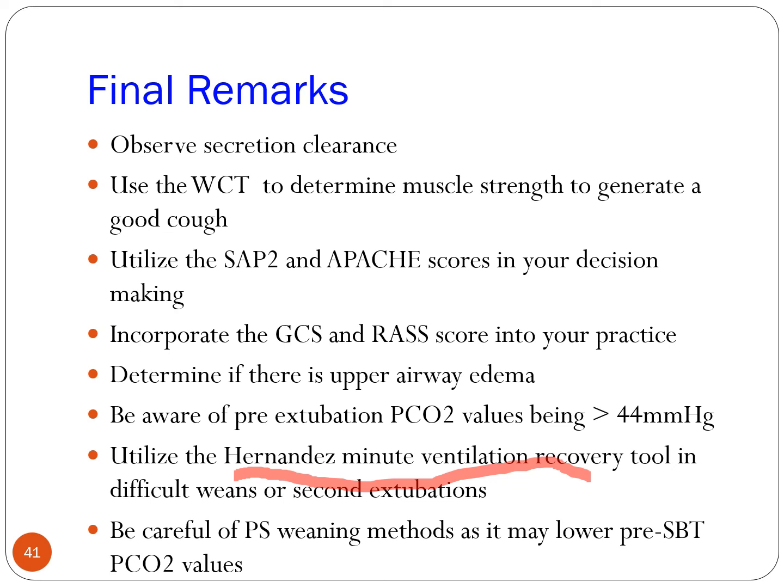And also, be careful when you're weaning with pressure support. A lot of people use pressure support at higher levels. You'd be better off using tube compensation with them rather than compensating with pressure support, because that could sometimes give you lower spontaneous PCO2 values than the other way. These are some handy little tools, and I think the most helpful tool is that Hernandez tool.